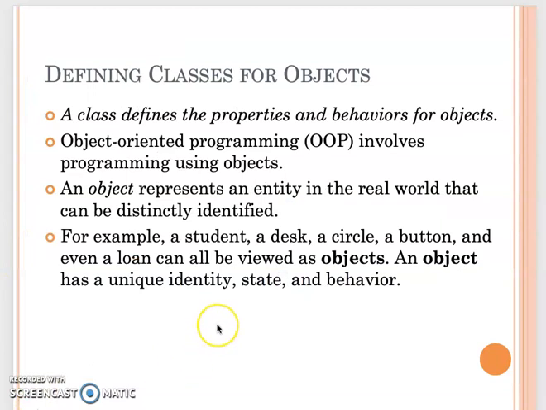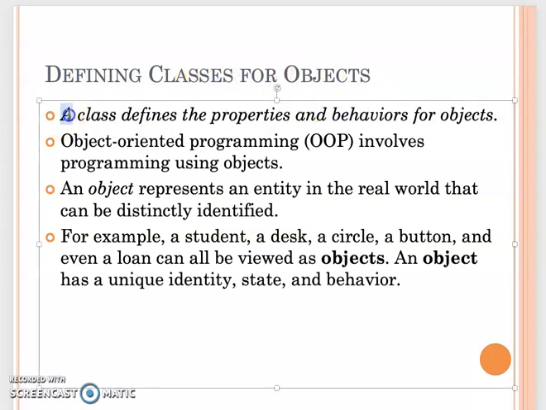We talk so much about the object-oriented concept. So how does the object-oriented concept start? The first thing is you need to define classes for objects. Each class defines the properties and the behavior for different objects. Object-oriented programming involves programming using objects. An object represents an entity in the real world that can be distinctly identified.